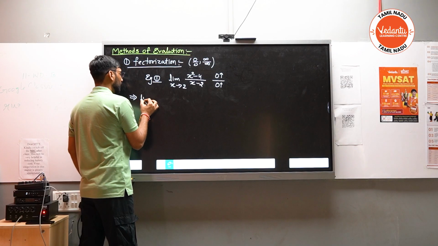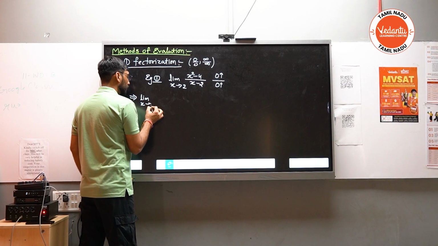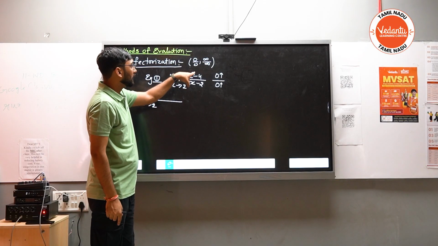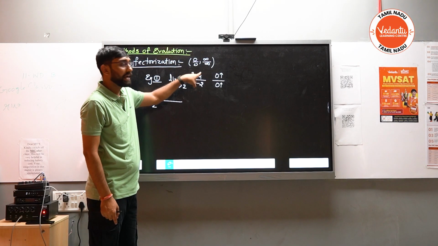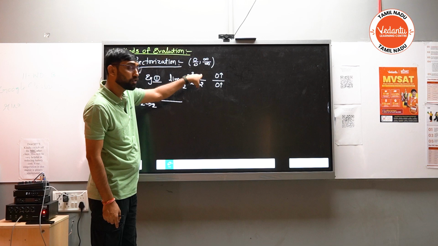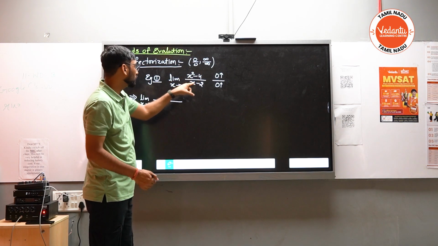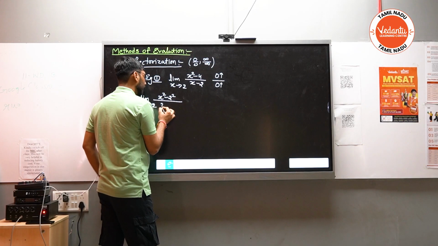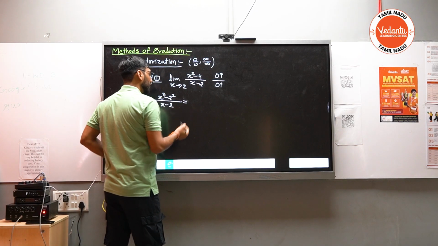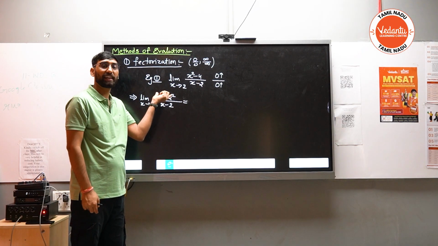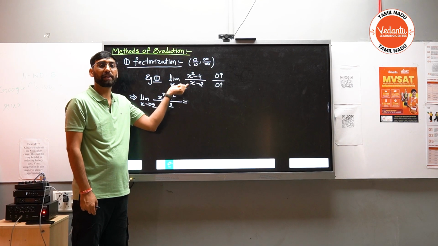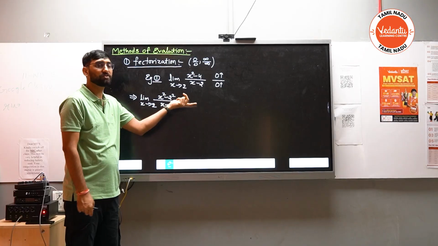What we are having is limit x going towards 2. Now if you closely observe the numerator, it is x square minus 4. This 4 is nothing but 2 square. So this can be written as x square minus 2 square upon x minus 2. And it is an identity: a square minus b square equals a minus b times a plus b, meaning one time addition, one time subtraction.